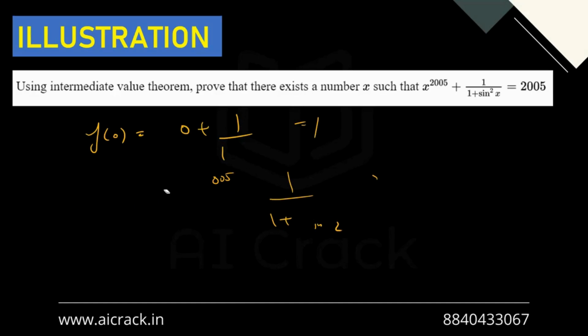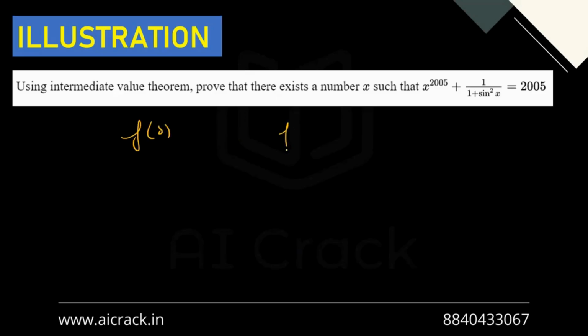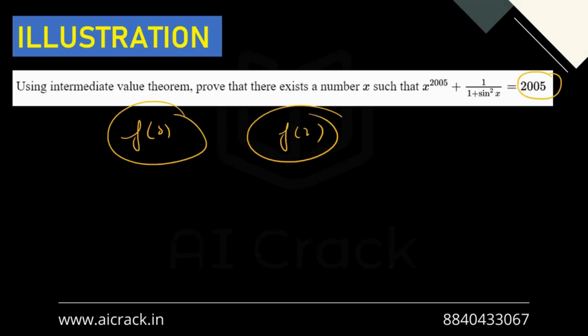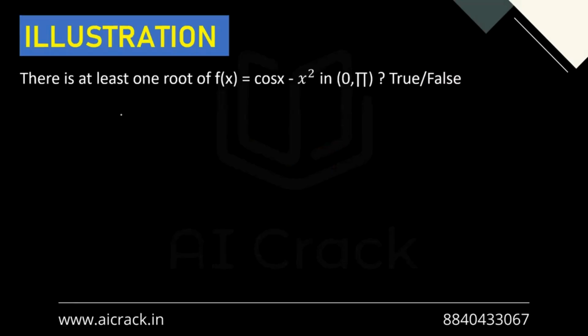So what we have got is two numbers, f of 0 and f of 2. We have got a range encapsulating this number. We have proved that this function is continuous. So that means there exists a number x such that this value is going to be taken by this function f of x. Okay.